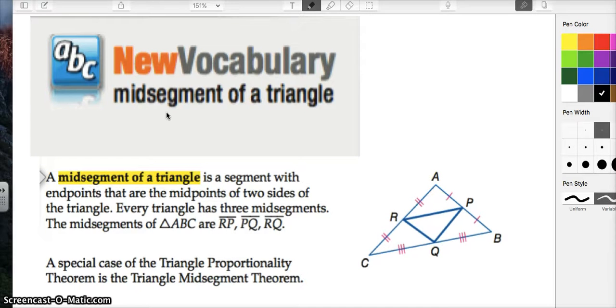Today we'll discuss the mid-segment of a triangle, and basically the mid-segment we could read here, this is directly from your text. The mid-segment is a segment that connects the midpoint of two sides of a triangle. So a triangle will have three mid-segments, as we see here, because RQ connects the midpoint of AC and CB, and PQ connects the midpoint of BC and AB, and you can see RP does the same thing for these two sides. So what we get is this triangle inside that is created by three mid-segments of this triangle.